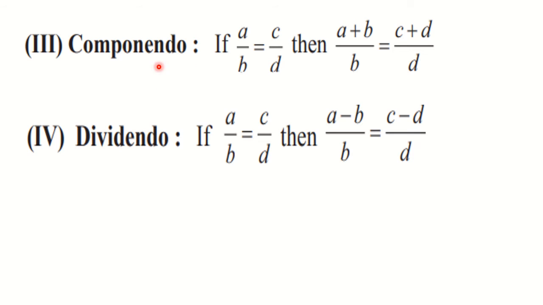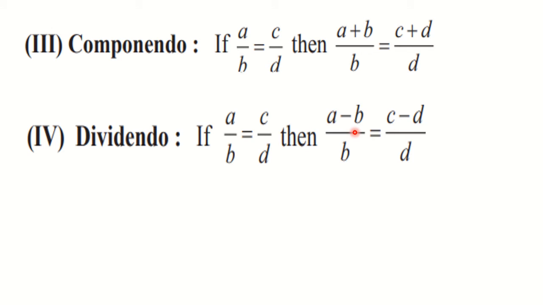Exactly the opposite thing we are going to do; what we have done in componendo, here in dividendo. If a upon b is equal to c upon d, then (a minus b) upon b is equal to (c minus d) upon d. Here we are going to subtract denominator from numerator. a minus b upon b is equal to c minus d upon d. This is called dividendo.